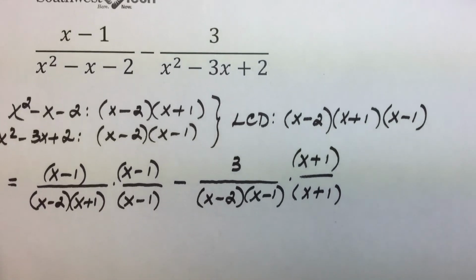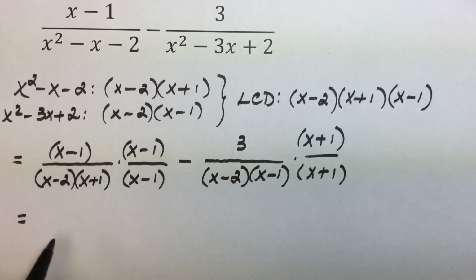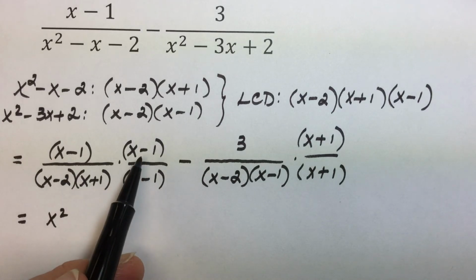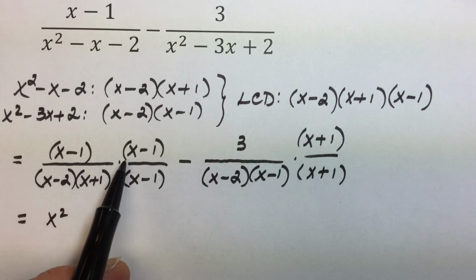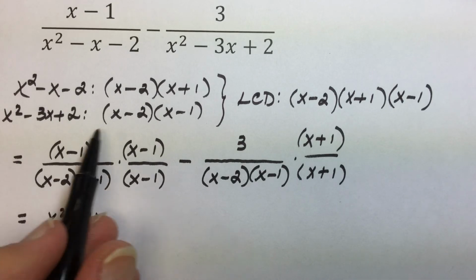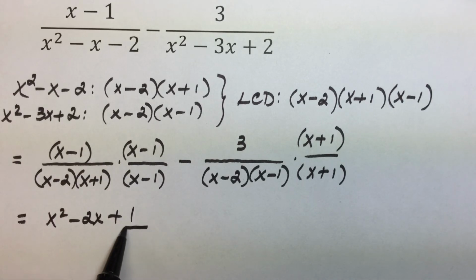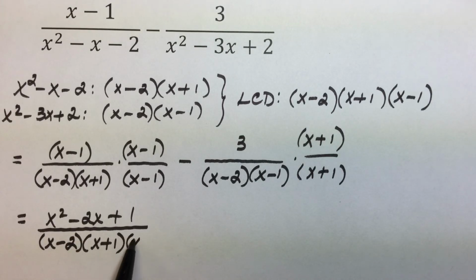Next, we'll simplify our multiplication. We have a FOIL here for our multiplication of those two binomials. First term's x squared, outer is a negative 1x and another negative 1x from the inner, combined for a negative 2x. Last term's positive 1 over the denominator of x minus 2, x plus 1, x minus 1.